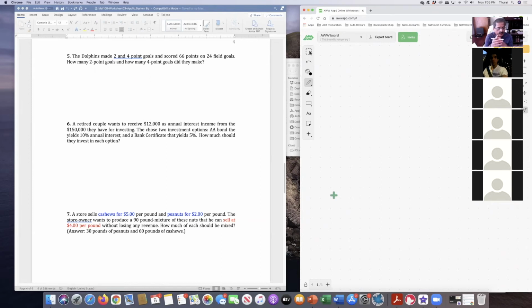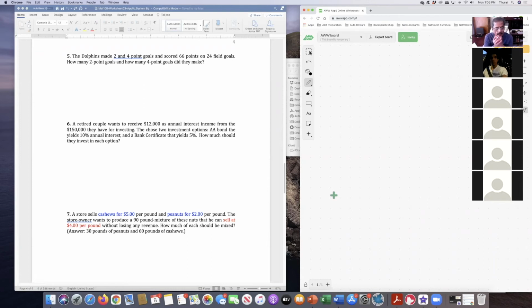But the owner wants to produce a 90-pound mixture of these nuts that can sell at $4 per pound without losing any revenue. That means they want to mix it and sell it at $4. By selling at $4, they should get the same amount of money that they get by selling them individually. So the question is, what should be the mix? How much of cashews should be mixed with how much of peanuts? In what ratio should you mix them to get a mixture that would be worth $4, selling at $4 to get the same amount of money?